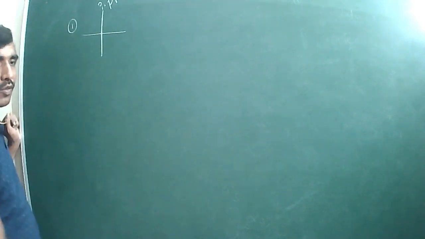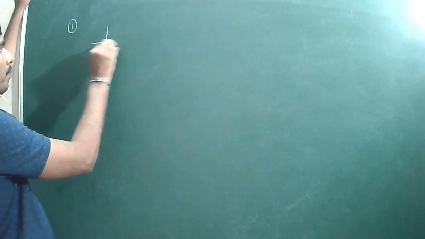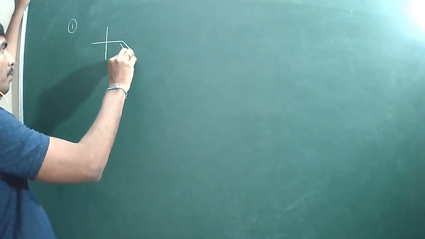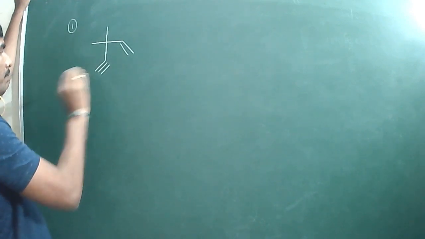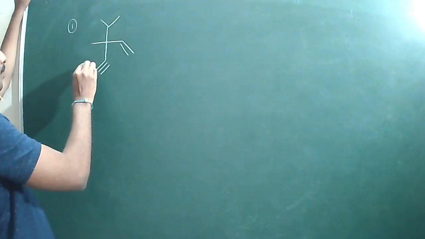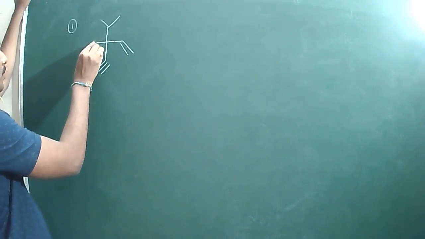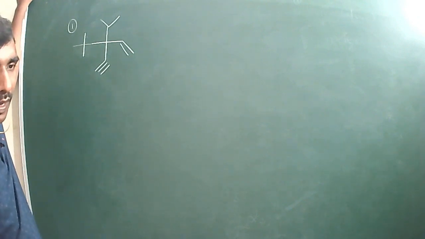Here I am writing isopropyl group, IPR, isopropyl group. Can you write the structure of isopropyl? Double bond, and here it is triple bond, and it is IPR, isopropyl group, and here tertiary butyl group. Tertiary butyl group. Understood? Like this they have given.